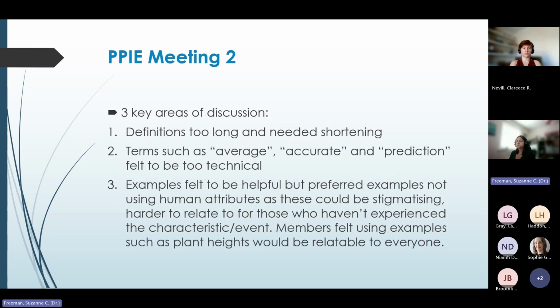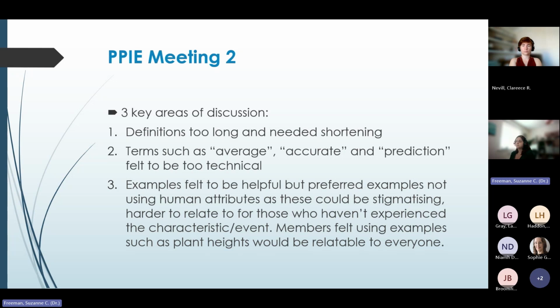We had 3 key areas of discussion in this meeting. Firstly, the group felt that definitions were too long and needed to be shortened. They identified some terms such as average, accurate or prediction that they thought might be too technical for a general audience. And one of the really important points was that they felt the examples were helpful, but they did not want us to use examples that involved human attributes.